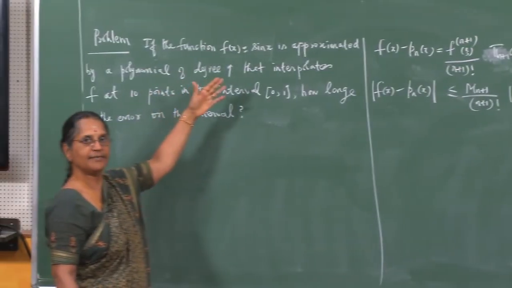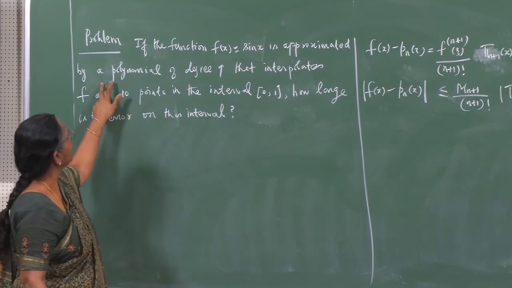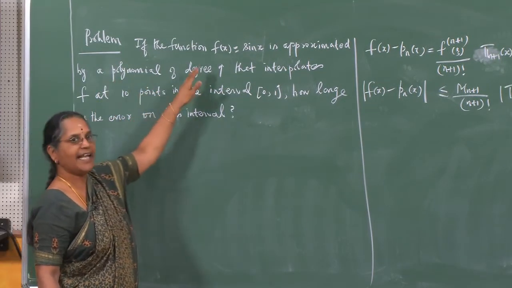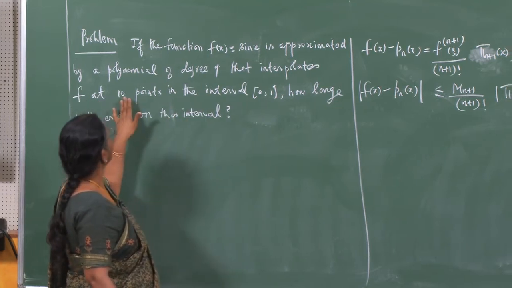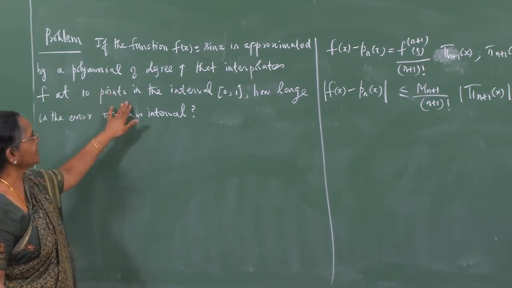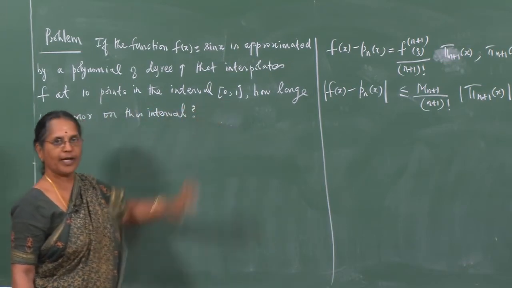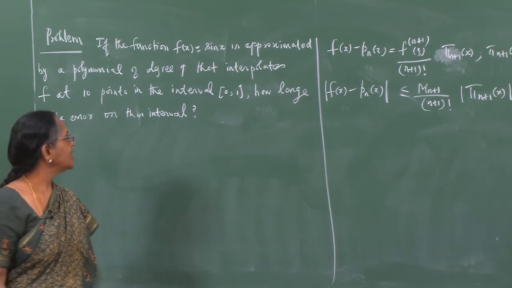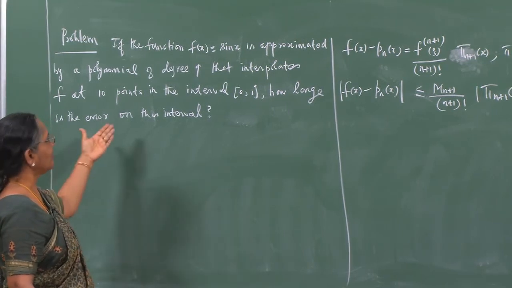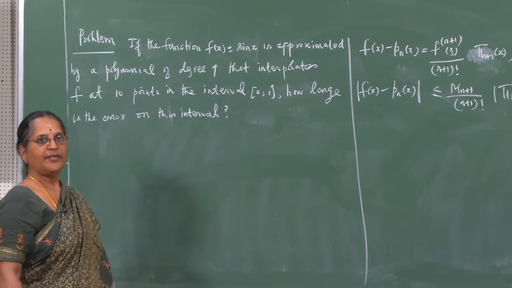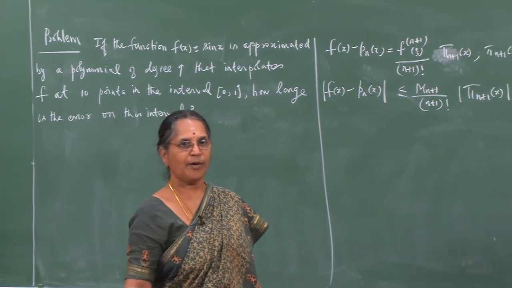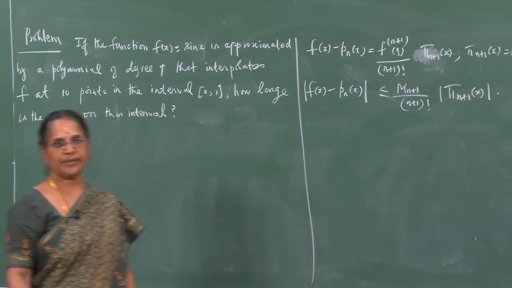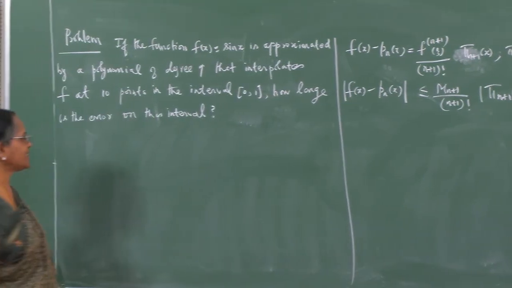Suppose we are given a function f of x equal to sin x, and it is approximated by a polynomial of degree 9 that interpolates the function at a set of 10 discrete points in the interval 0 to 1. The question is, how large is the error on this interval? Can you provide an estimate on the error bound? So, let us work out the details.